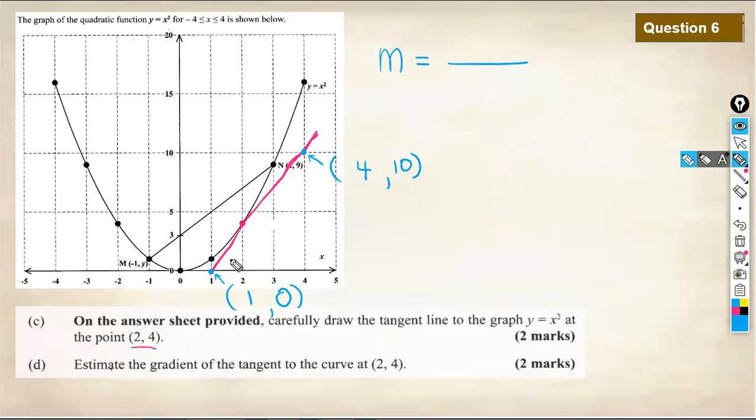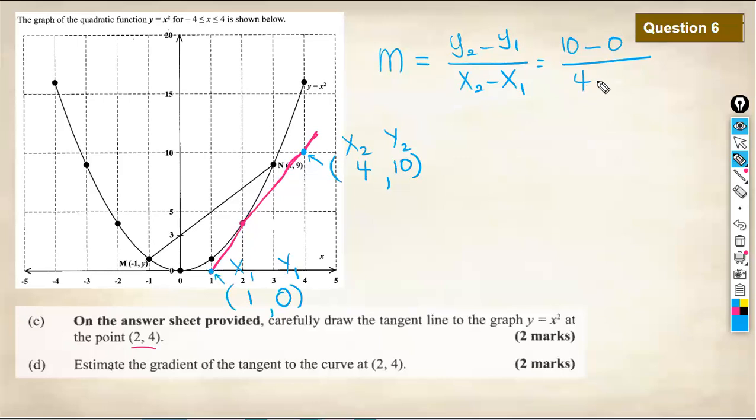So we have x1, y1, x2, and y2. So it's y2 minus y1 divided by x2 minus x1. Let's put this in here: 10 minus 0, and then 4 minus 1. Make sure my point's correct. Yeah, everything looks correct. Isn't that 10 divided by 3? That's 3 1/3, or 3.33. It's definitely not 3.